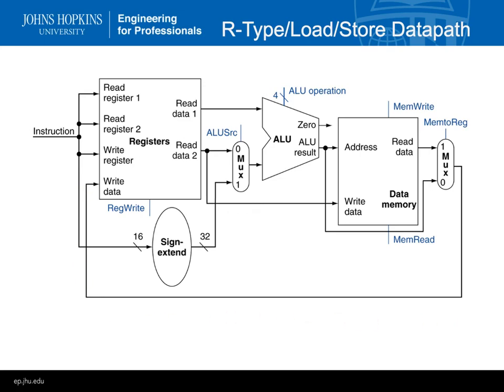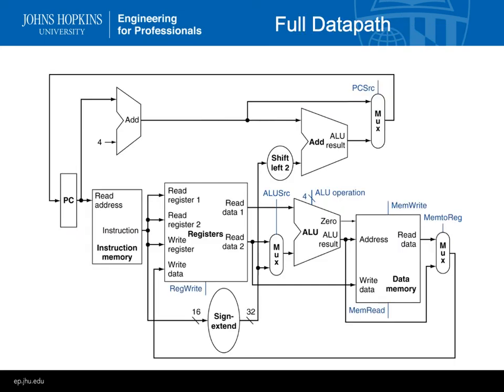And if it's an R type, the result comes out here, and it goes through here and through the mux. If it's R type, this mux will be set to 0 so that data can get written back. And even fuller, same idea. We have the branch up here, and this is saying, are we branching or not?